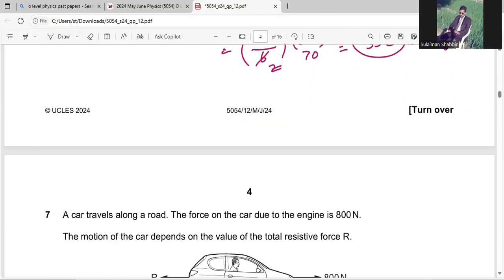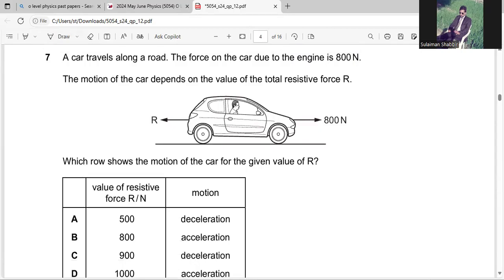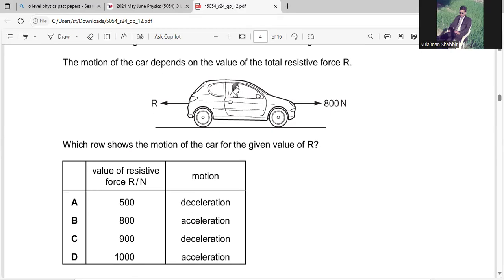Let's move on to the next question. This is saying that a car travels along a road. The force on the car due to the engine is 800 newtons, which is applied in the right direction. The motion of the car depends on the value of the total resistive force R. Which row shows the motion of the car with the given value of R?